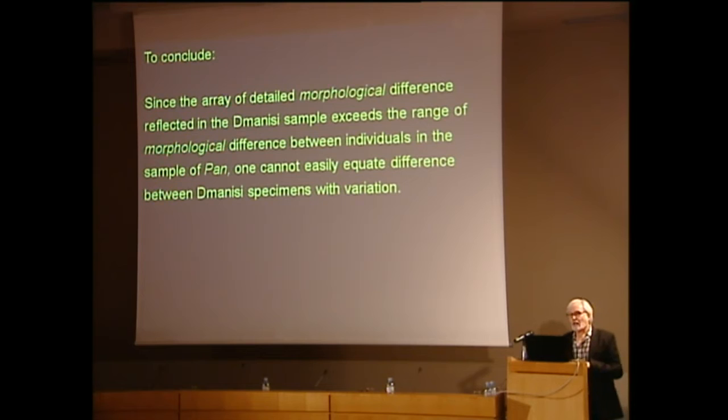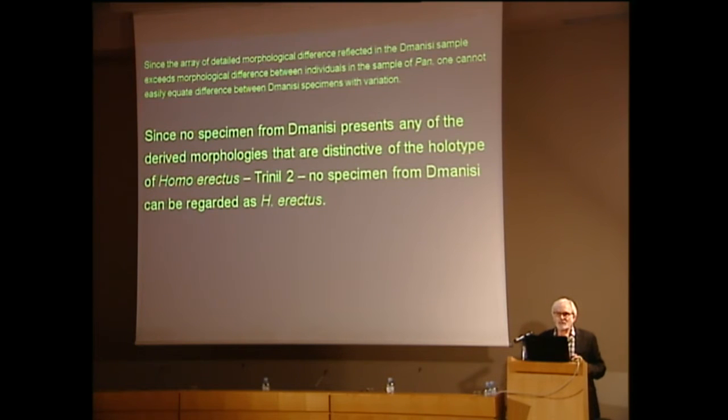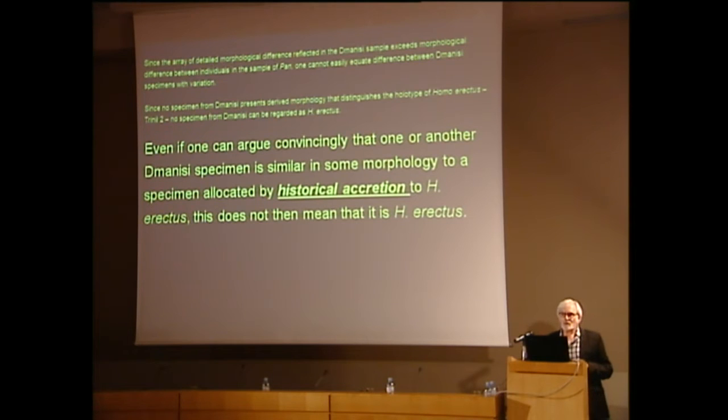Pan and Homo, I cannot at least easily equate the differences amongst the Dmanisi specimens with variation. And indeed, since no specimen from Dmanisi presents any of the derived morphologies distinctive of the holotype of Homo erectus, Trinil 2, and the holotype is the only specimen that is allowed legally, systematically, to be called by the name that was given to it. The rest are just referred. They cannot be named Homo erectus, whatever you want to call them.